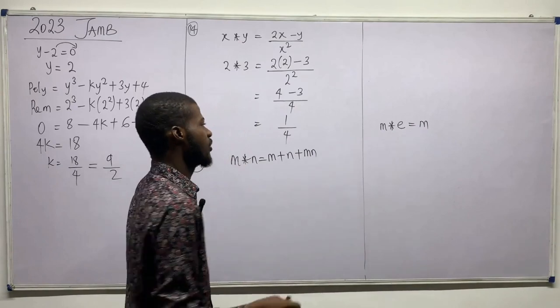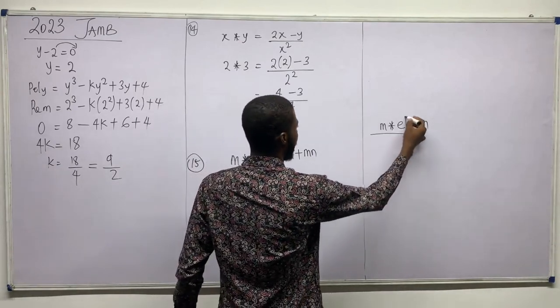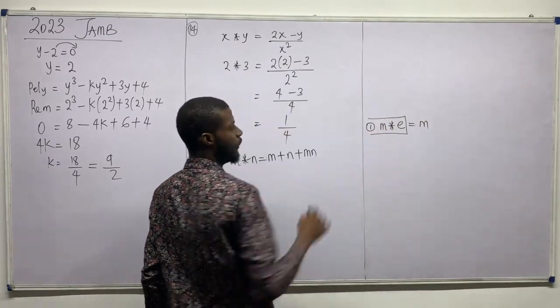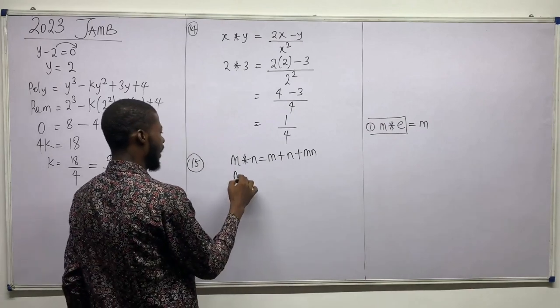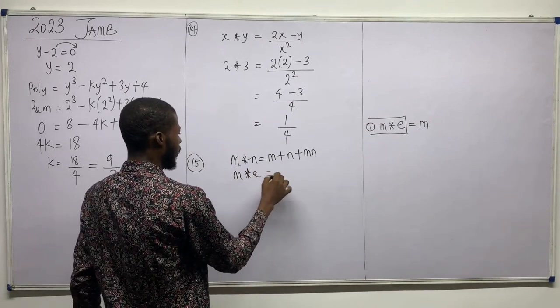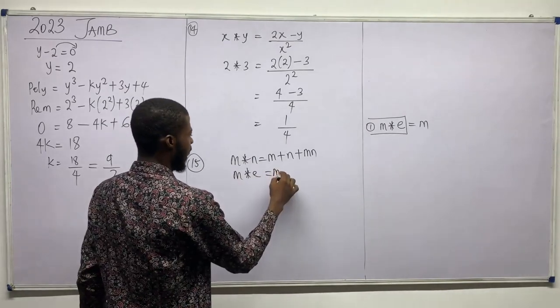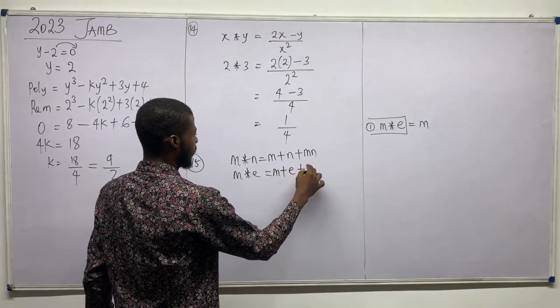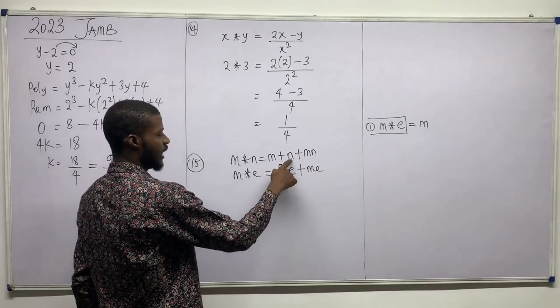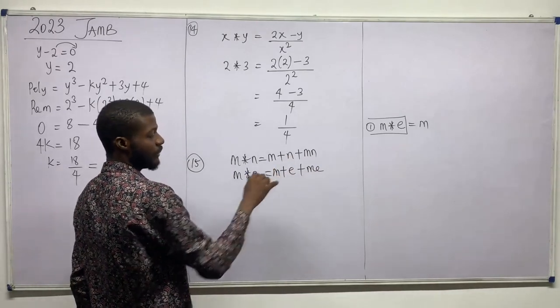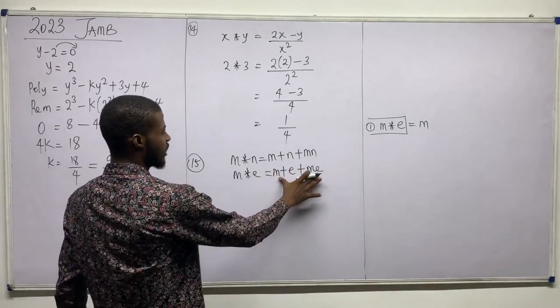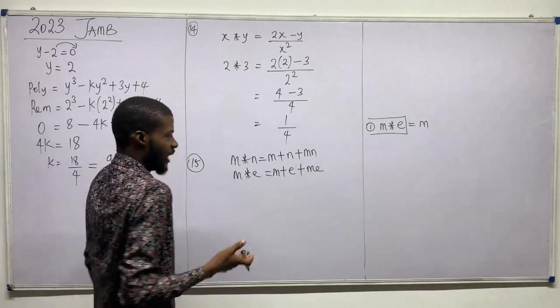So what I'm going to do here is to first of all find the value of M operation E. So we have M operation E. M will become M, N will become E. So this is M plus E plus ME. Anywhere you see N, you call it E. If you see M, leave it as M. Now, nothing can be done here. You can't add any parts. There are no like terms.